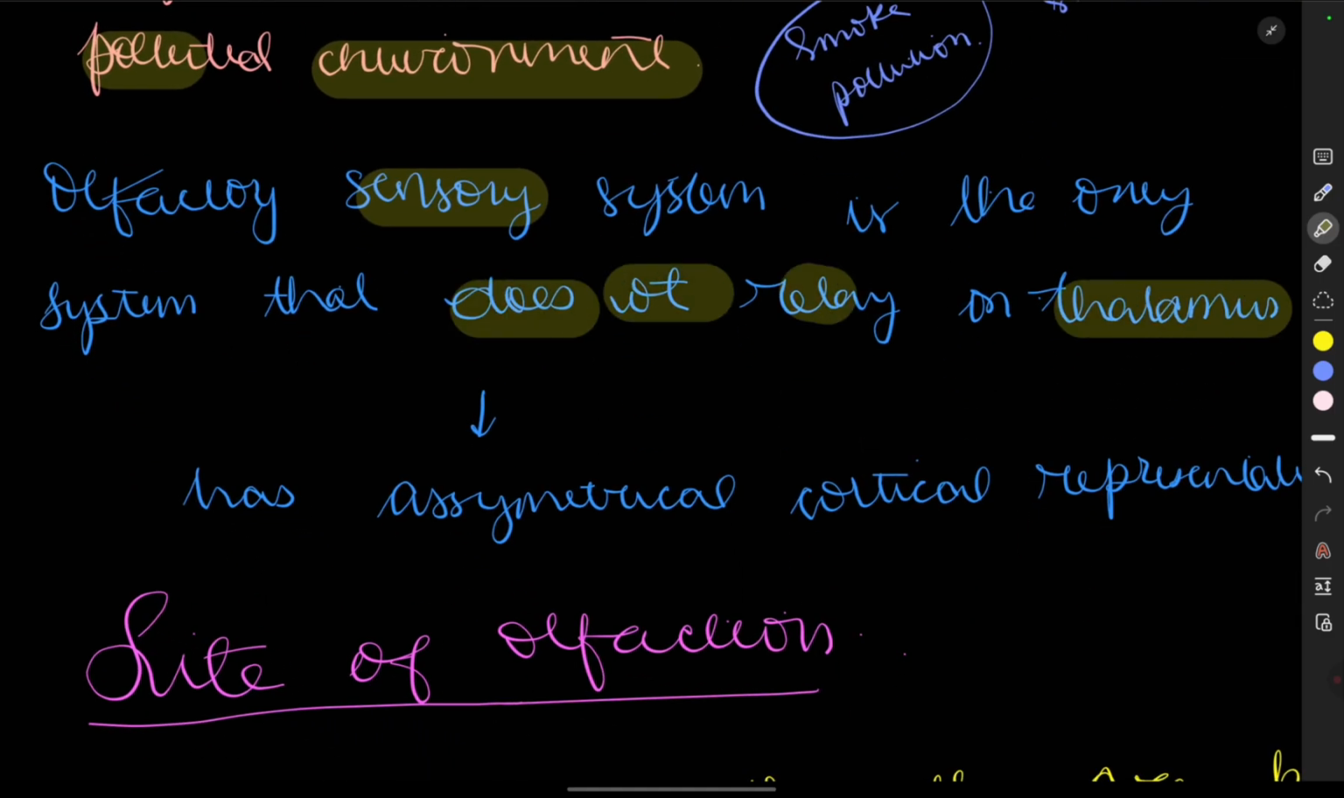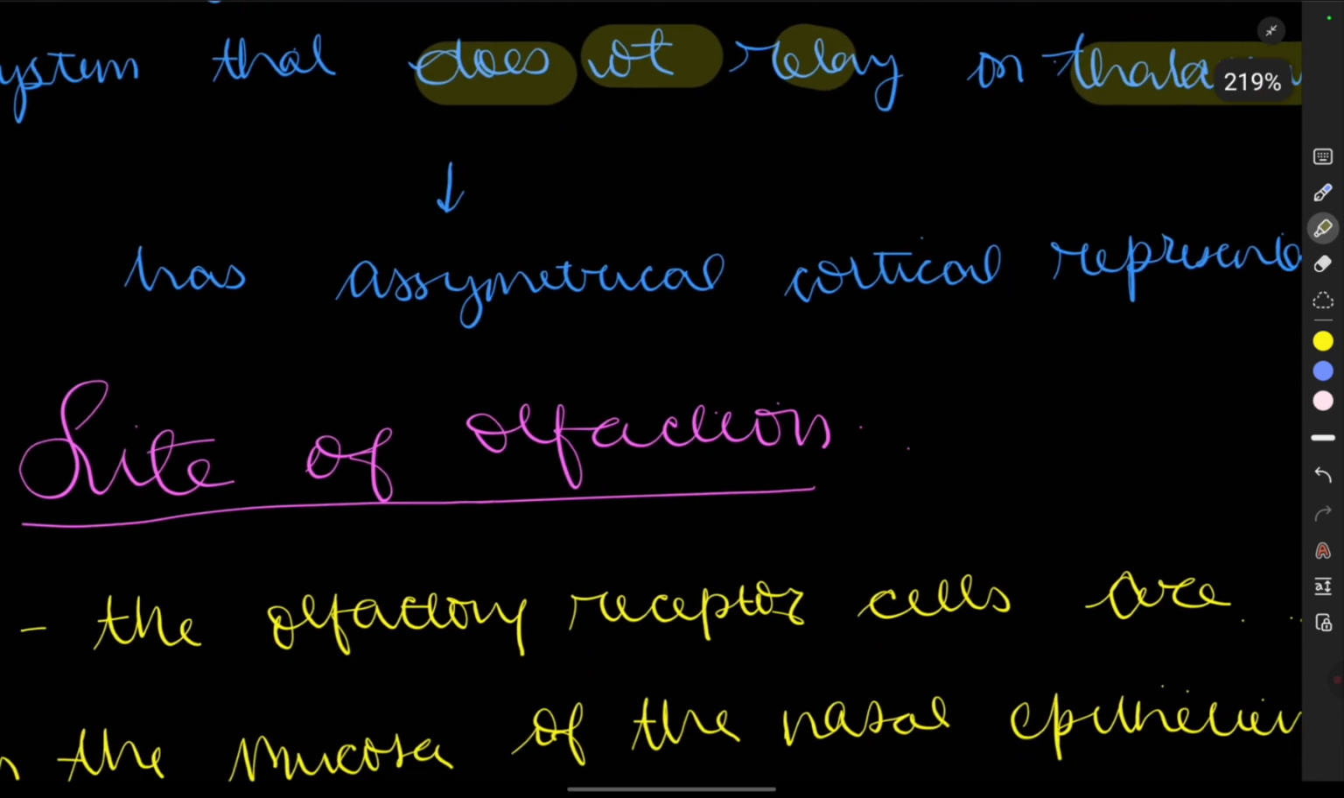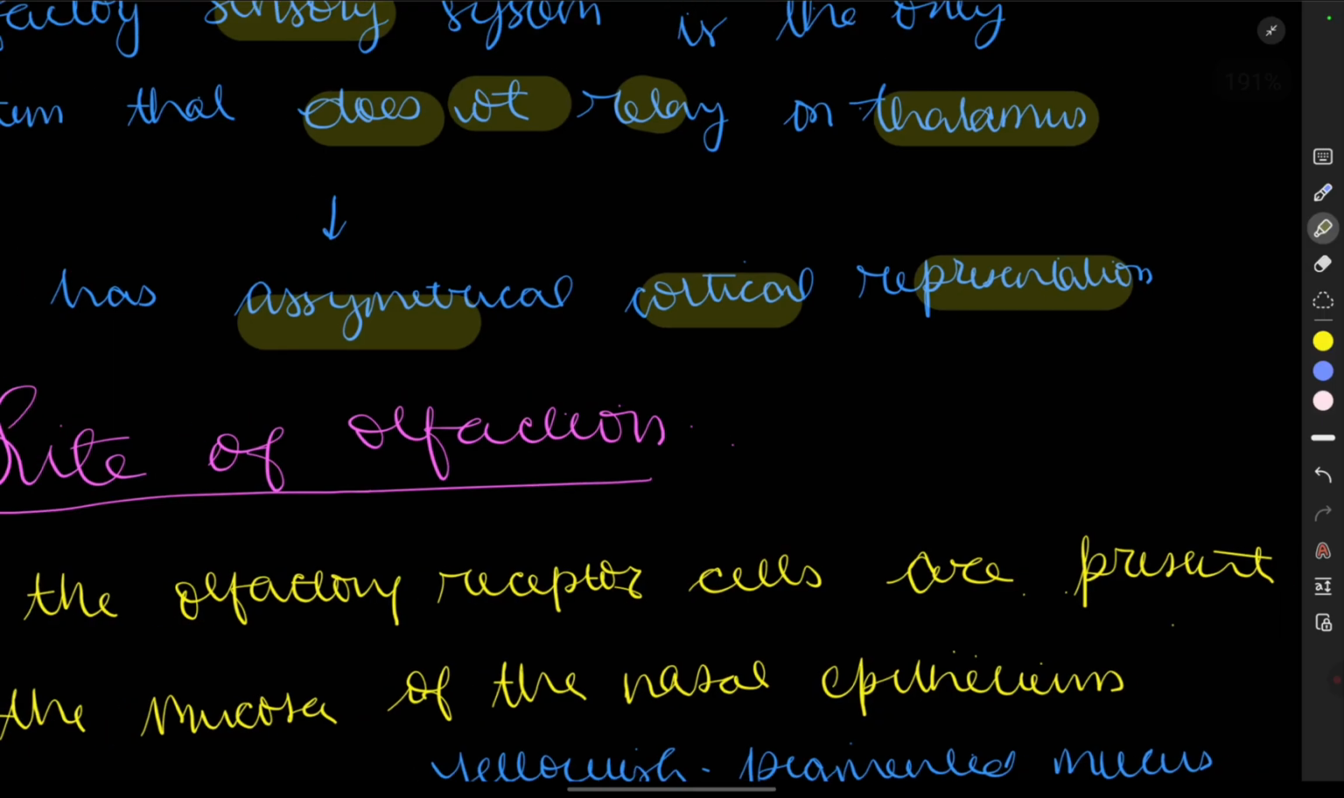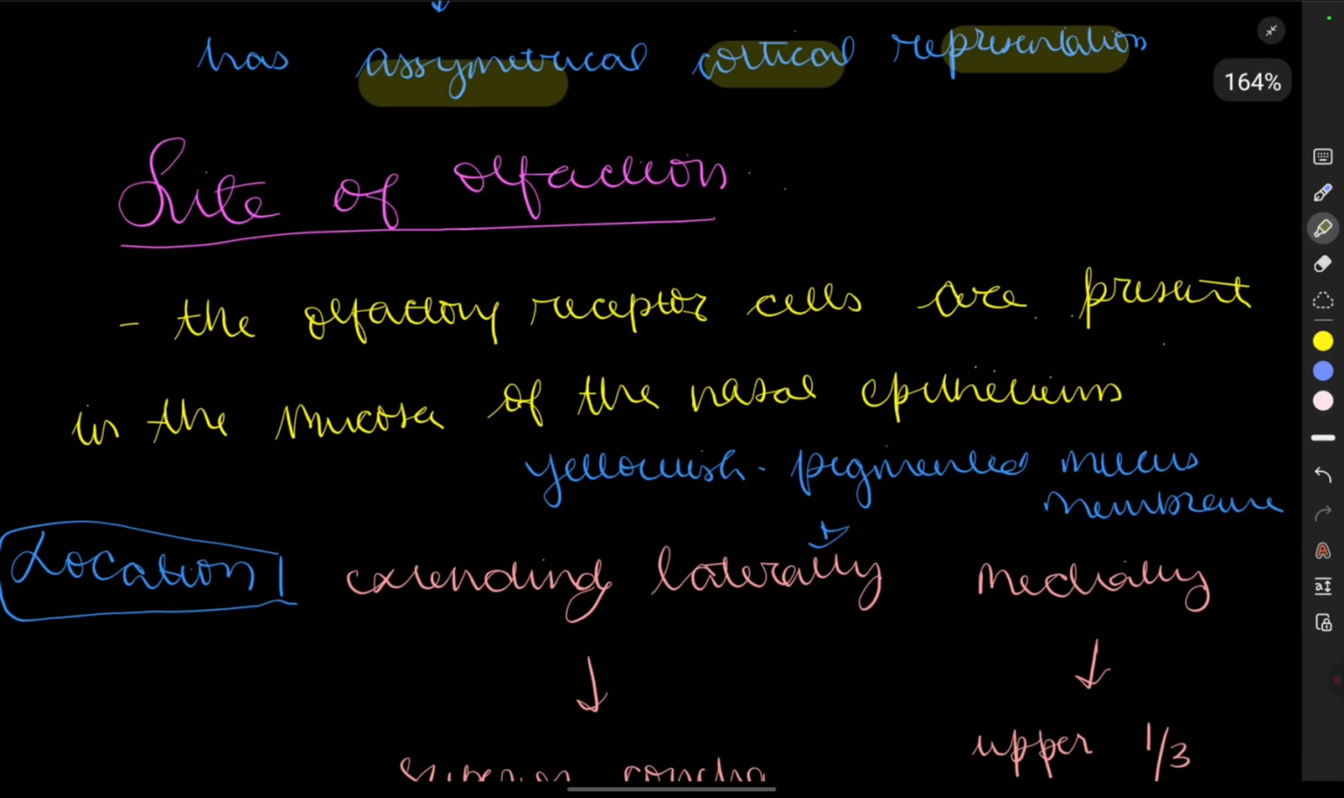Now the olfactory sensory system is the only system that does not rely on the thalamus. We will see this point under the section of the olfactory pathways. It has asymmetrical cortical representation. We will see what is asymmetrical, why it is asymmetrical, what the pathway is, how it gets transported, and olfactory transduction. We'll see all that.